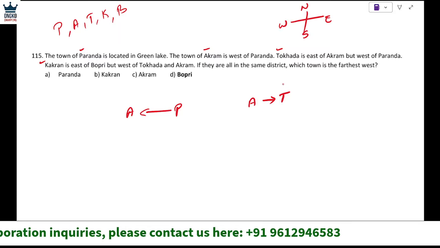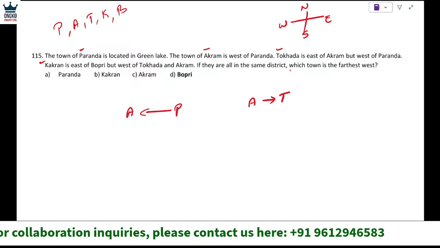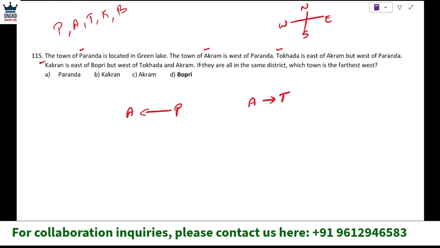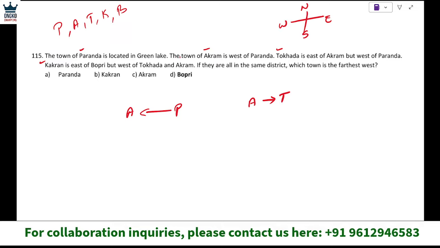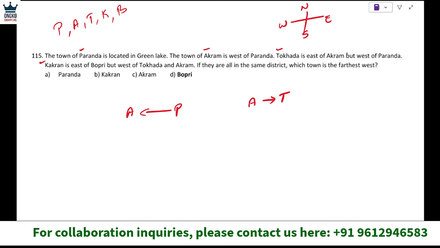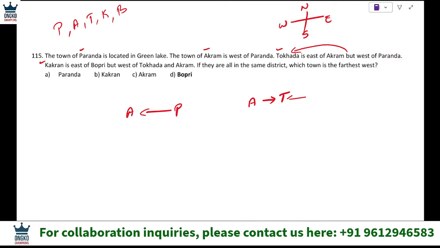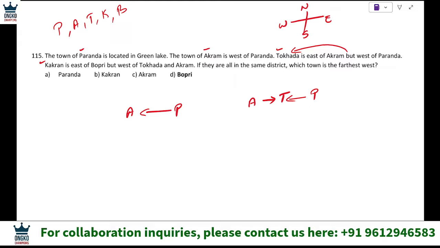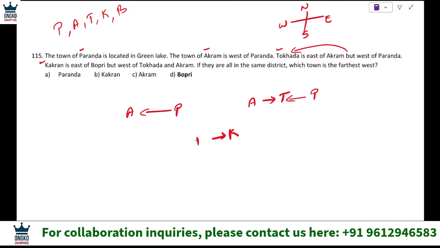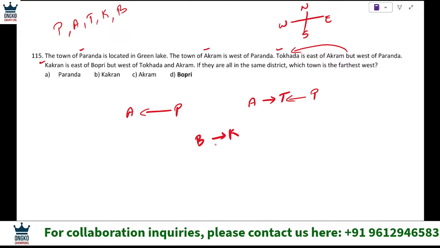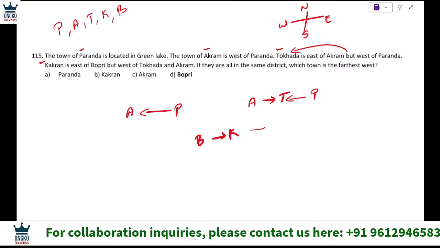West means we're talking about D. So D is west of B. We can say this. K is east of B. So K is east of B, and K is east of A, but west means we're talking about K. K is west of D.